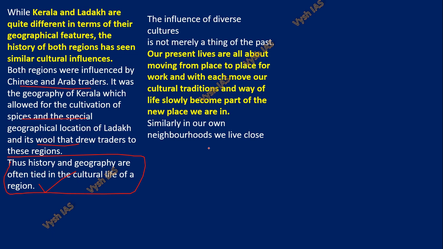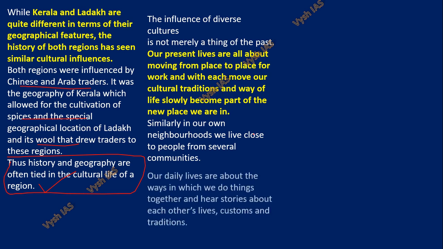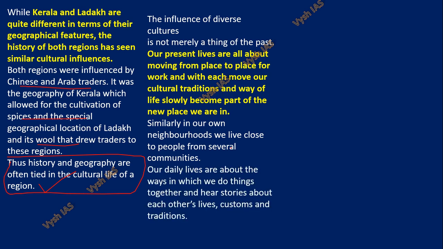And in our neighborhood also we will see there may be several communities. Like if you go to a place like Bangalore, it's not that in one apartment everybody is a Karnataka person. It will be different people. So there is an influence, there is something which you see and observe, and maybe you will even apply it in your lives. So our daily lives are about the ways in which we do things together and hear stories about each other's lives, customs, and traditions.